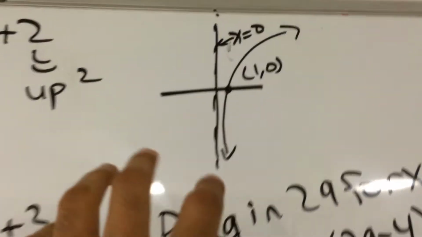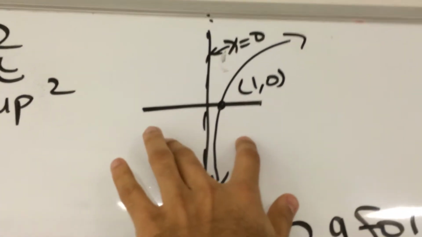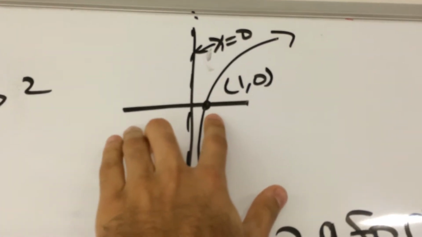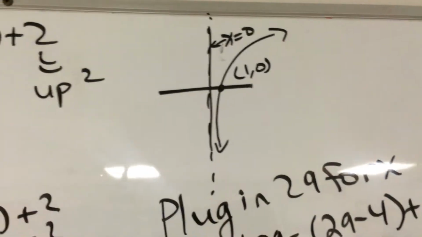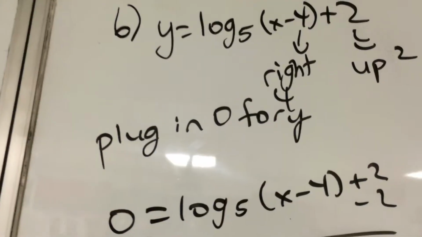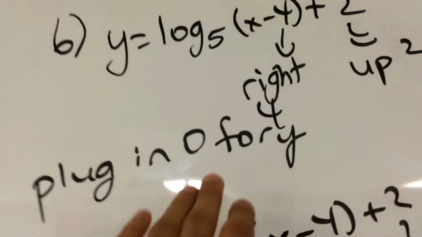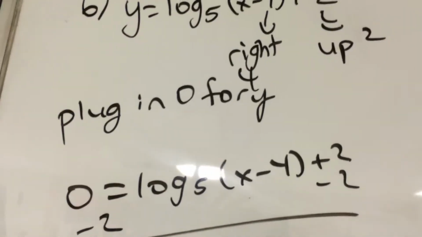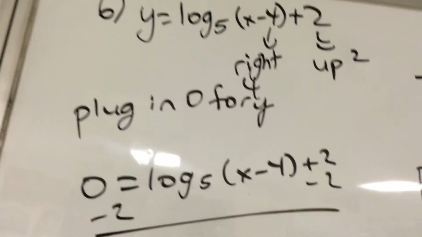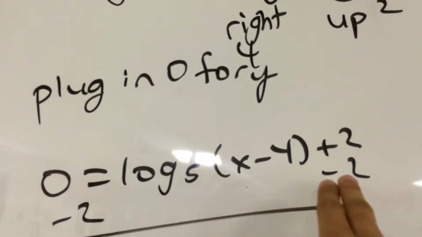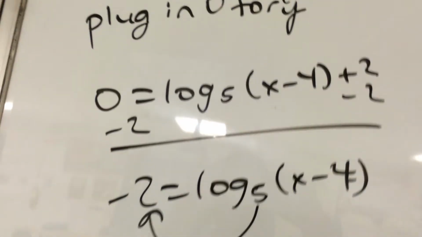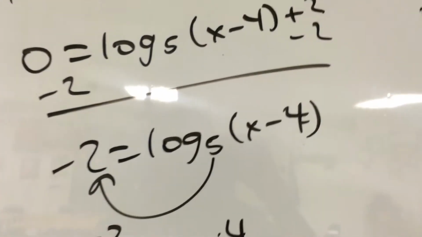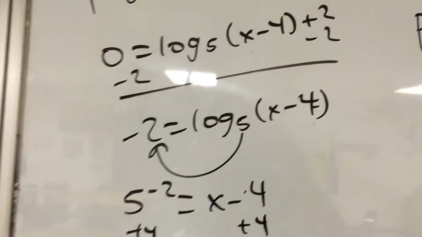Next thing is, I just want to always remember this is the parent function. The parent function goes through the point (1, 0) and has a vertical asymptote at x equals 0. So I know that much. Next thing I want to do is plug in 0 for y and solve for the x-intercept. So I've got 0 equals log base 5 of (x minus 4) plus 2. Step 1 is isolate the log, so minus 2 on both sides. So negative 2 equals log base 5 of (x minus 4).